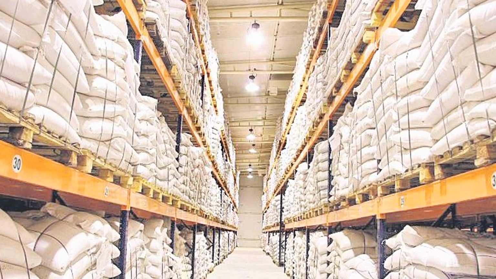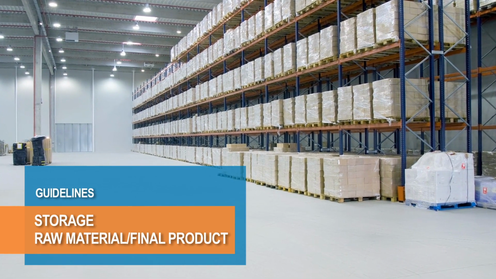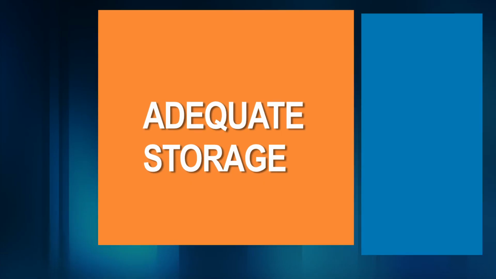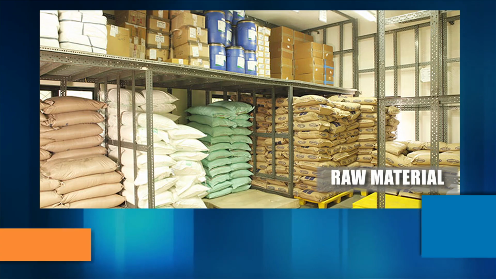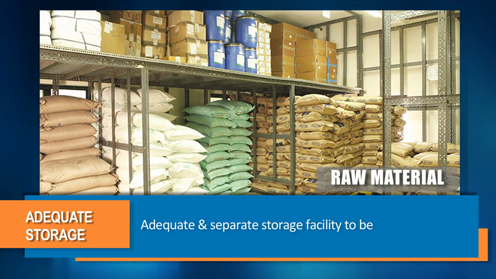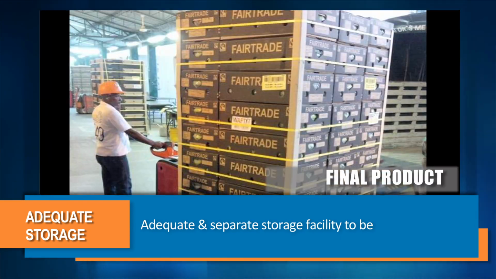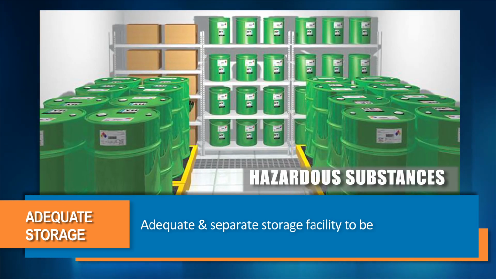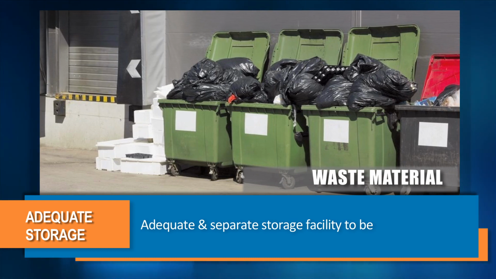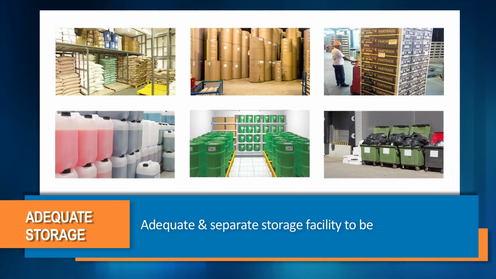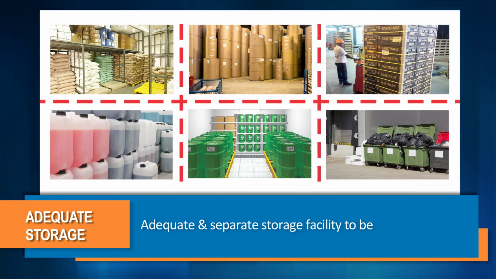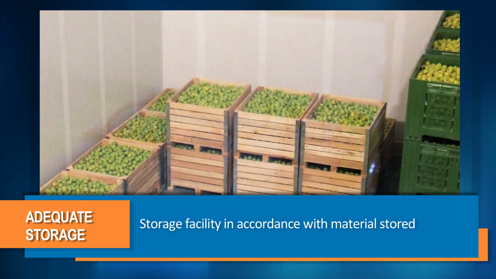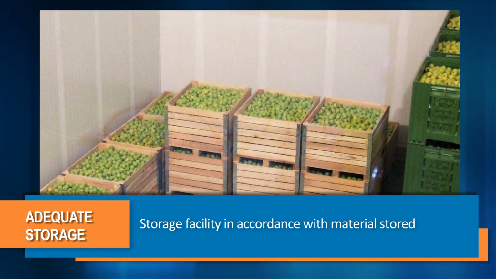In this video, we will discuss storage facility requirements for storing raw material and final product. For storing raw material, packaging material, final product, cleaning chemicals, hazardous substances, waste material, etc., there shall be adequate and separate storage facility available. Storage facility shall be in accordance to the material being stored.